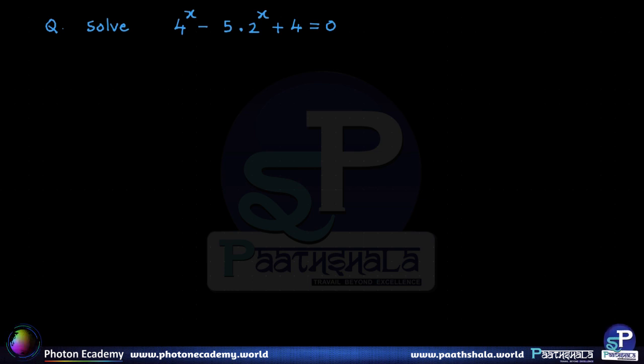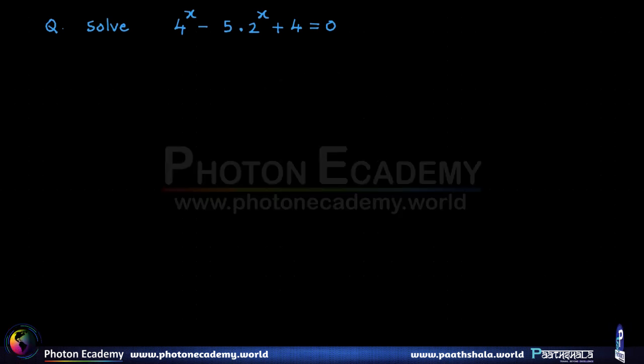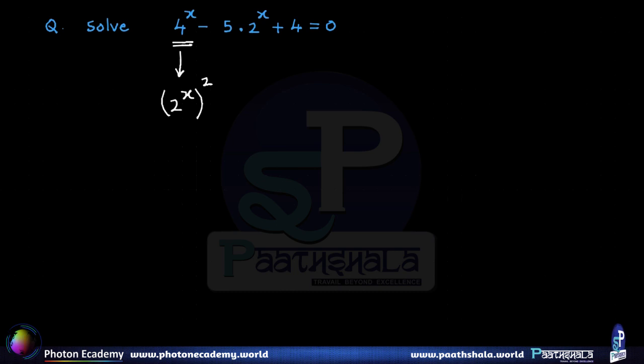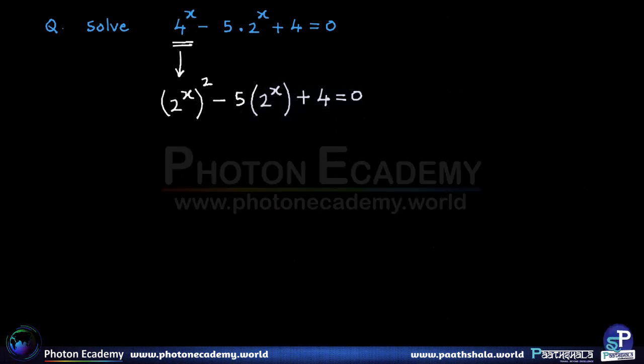Now here we have to solve this particular equation, 4 raised to x minus 5 into 2 raised to x plus 4 equal to 0. This equation apparently does not seem to be a quadratic equation as such, but if we observe closely, we can see that 4 raised to x is nothing but 2 raised to x the whole square, minus 5 into 2 raised to x plus 4 is equal to 0. Now if 2 raised to x is considered as a new variable, then this equation is nothing but a quadratic equation in 2 raised to x.